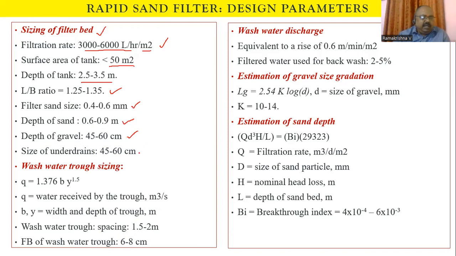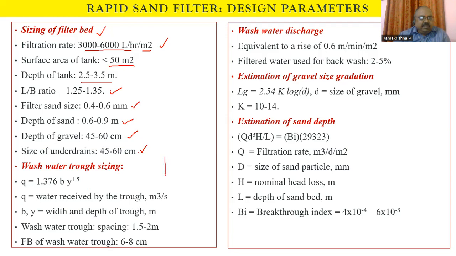And the size of the under drains, there's some calculation. Using that calculation, it will be around 45 to 60 centimeters in normal practice. And wash water troughs are mainly used to collect the wash water during backwashing operations. So we have a formula to calculate the discharge: Q is equal to 1.376 B into Y to the power of 1.5.